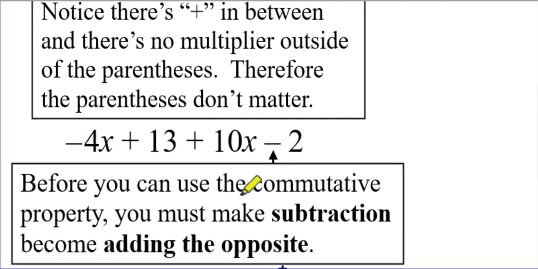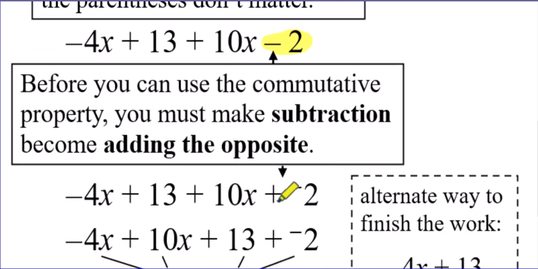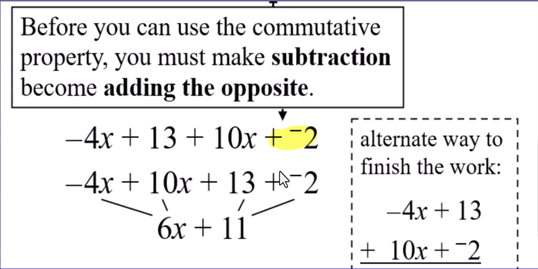Before you can switch the order and get your like terms next to each other, the x's next to the x's and the constants next to the constants, you're going to have to make the subtraction here become adding the opposite. And yes, you can do that on the original expression. You don't have to make it a separate step here like I did. After you make subtraction adding the opposite and you have addition, addition, and addition, then you can switch the order. That's called using the commutative property and get your like terms together.